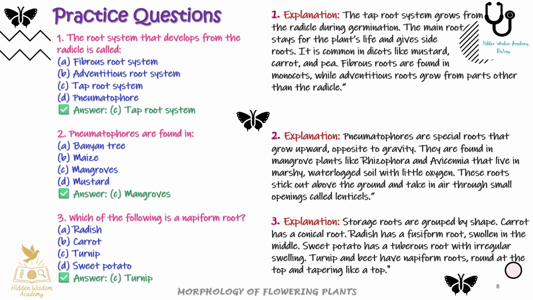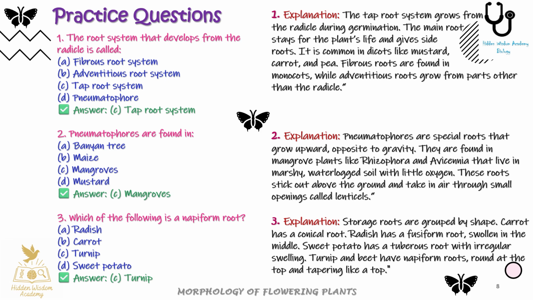Explanation. In swampy soil conditions where oxygen is scarce, mangrove plants produce pneumatophores, which are roots that grow upward against gravity. They allow proper gaseous exchange through small openings called lenticels and are essential for the survival of plants in marshy habitats. So, option C is the correct answer. That is, pneumatophores are found in mangroves.